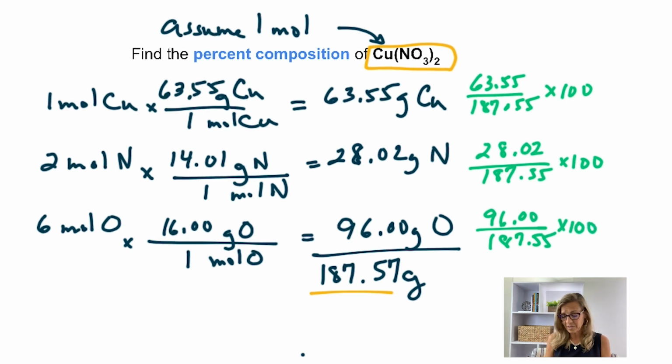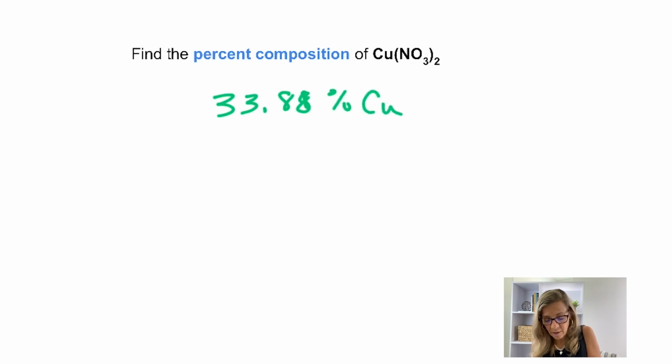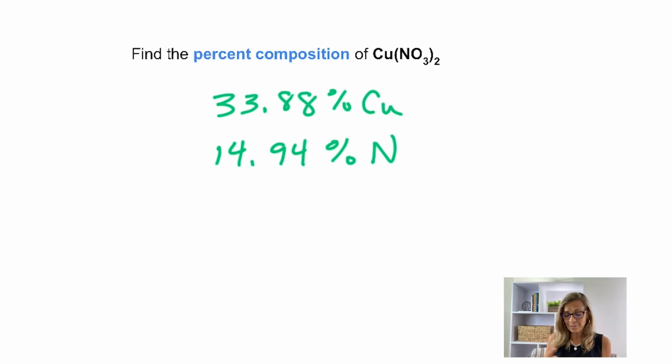Okay, I'm going to flip to the next screen just to give you those answers. And I would find that it is 33.88% copper, and nitrogen is 14.94. Now, if there's 3 elements in there, and you get to the third one, you can cheat and just take 100 and subtract the other 2 percentages. That's totally fine, as long as you did things right.